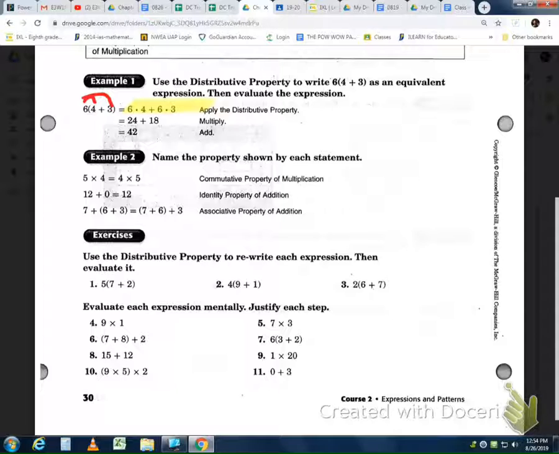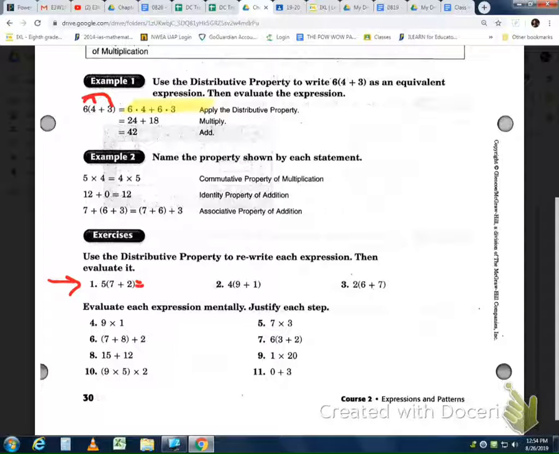That was showing distributive property. So we're going to do that. In fact, I'm going to skip down right now and look at exercise 1 to see if we can do that. It says 5 times the quantity, 7 plus 2. Does somebody want to help me rewrite using distributive property? Trent, what do you think?